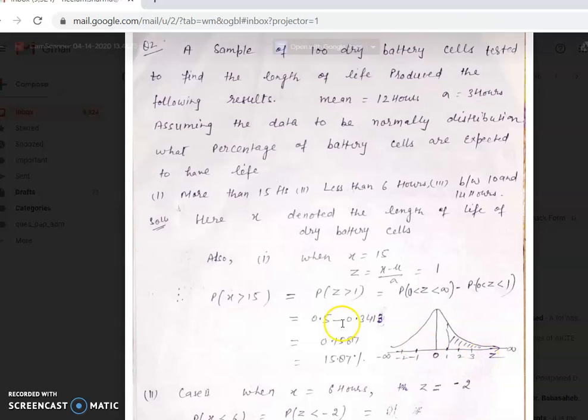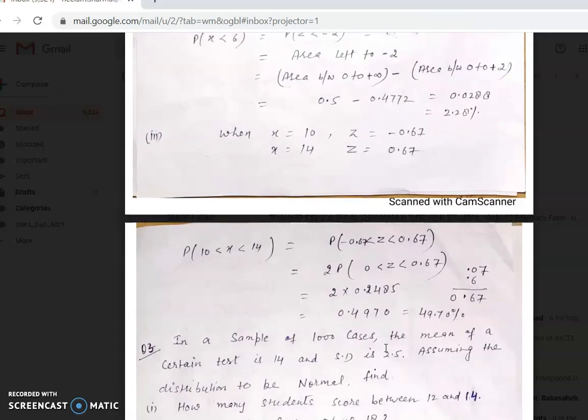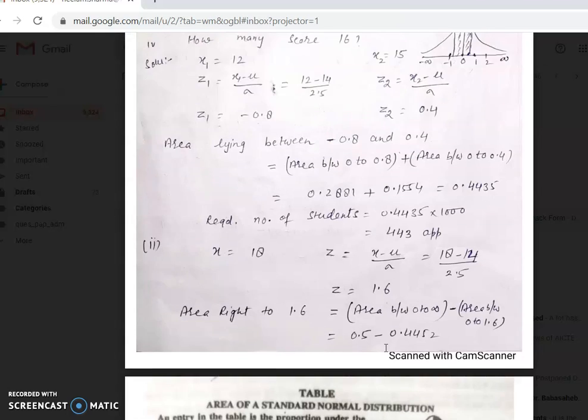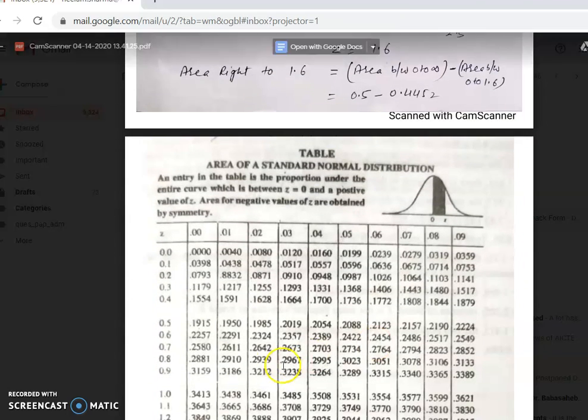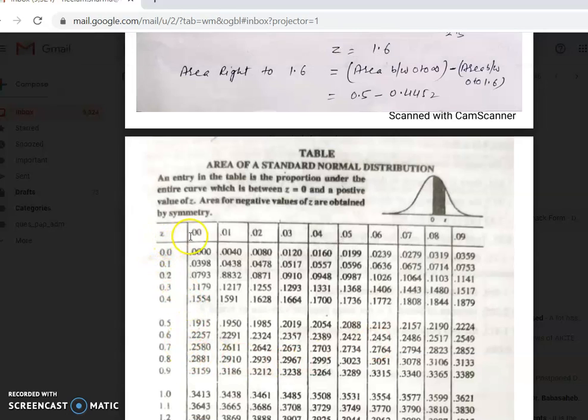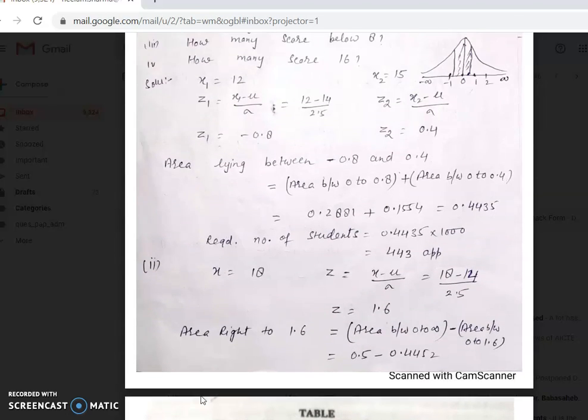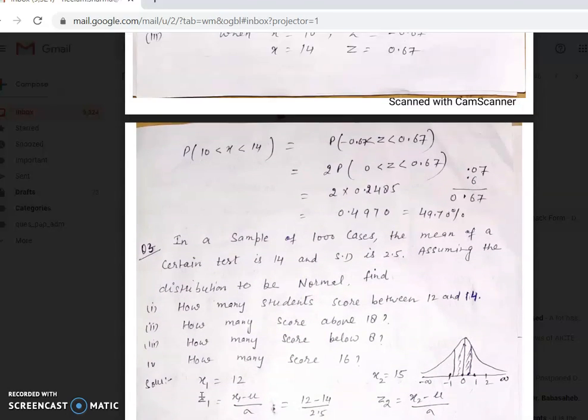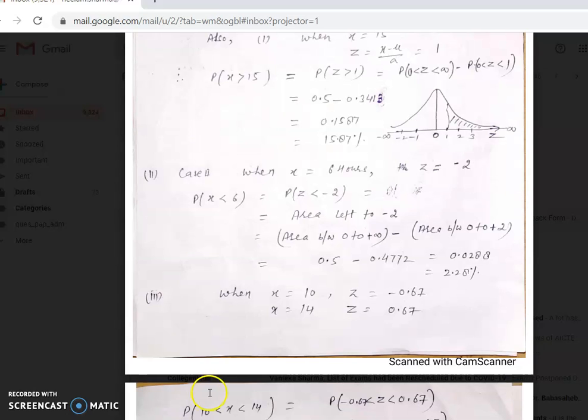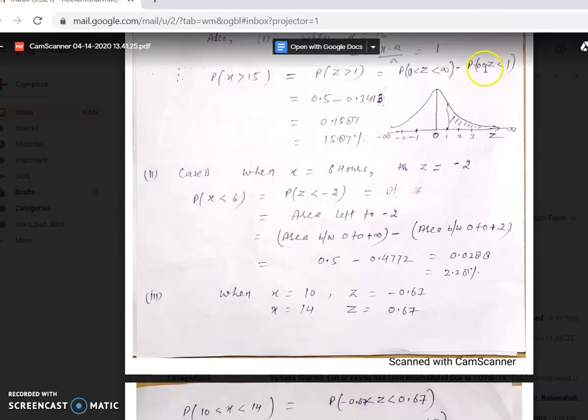The area between 0 and infinity, we know, is 0.5, and the area between 0 and 1 we can find with the help of the normal distribution table. The value of z lying between 0 and 1: 0 is this and 1 is this. Therefore, the value is 0.3413. We are using this value here. So 0.5 minus 0.3413 is 0.1587. This is 15.87%.